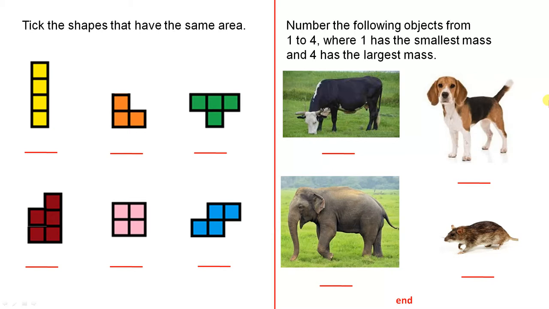And the final slide with questions. Tick the shapes that have the same area. And the final question. Number the following objects from 1 to 4, where 1 has the smallest mass and 4 has the largest mass.